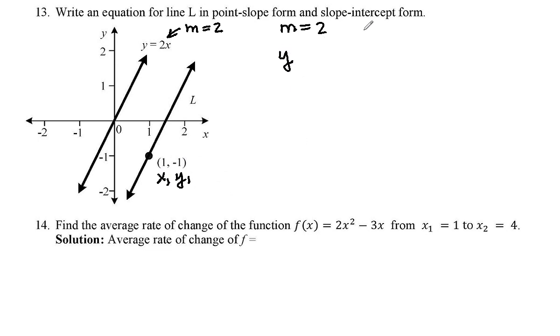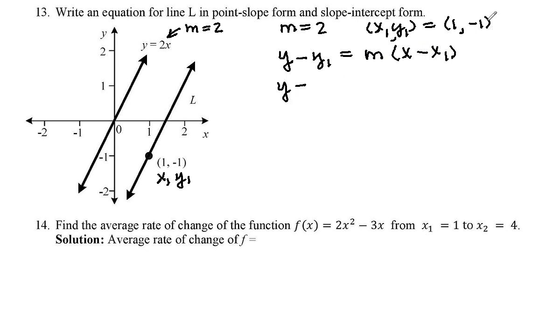So now we've got x1, y1 is equal to 1, -1. And so y minus y1 is m times x minus x1. So this will be y minus -1 equals m, which is 2, times x minus x1, which is 1. So that's our point slope equation. So this is point slope.